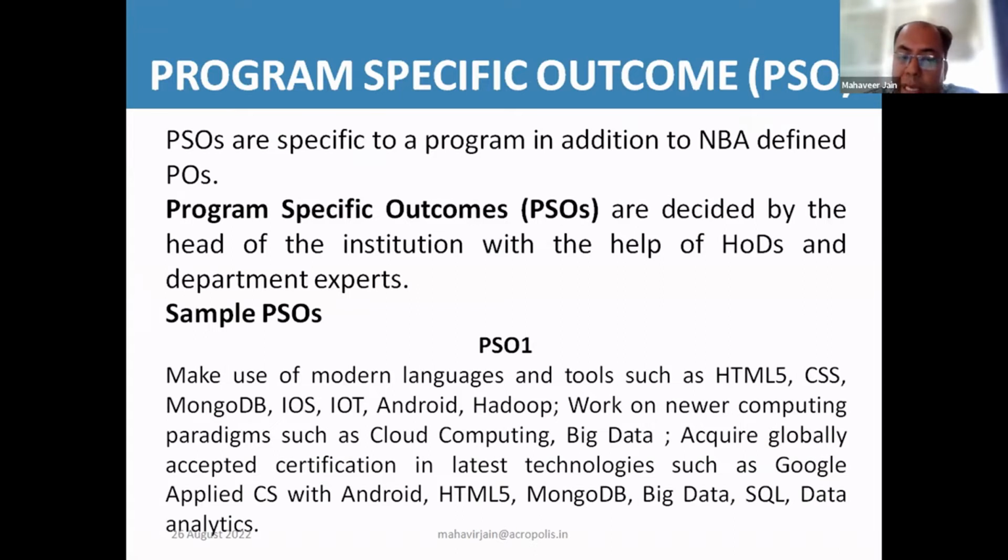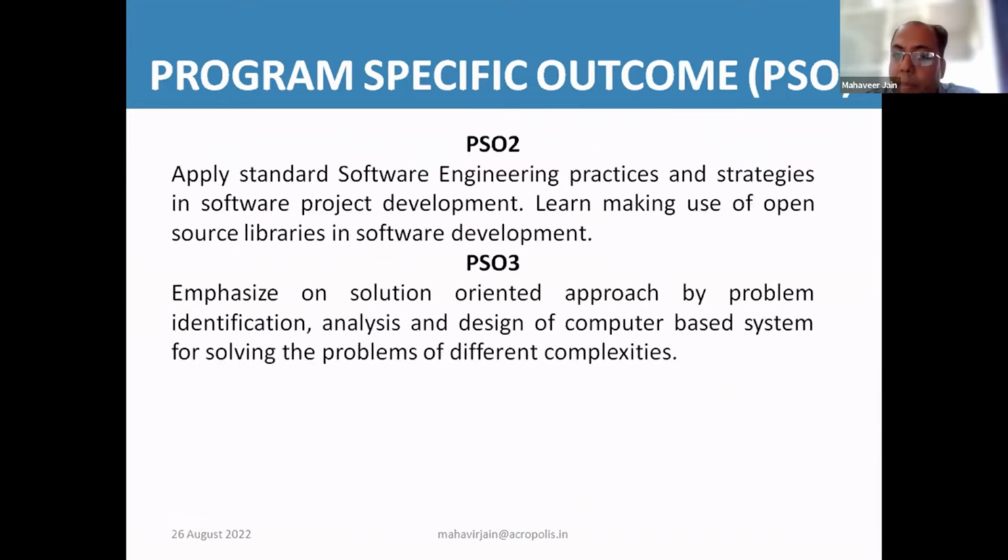PSO1: make use of modern technologies such as MongoDB, cloud computing, big data. So these are specific to my college. It can be different for your college also. And then PSO2, PSO3. So certainly the PSOs are 2 to 4 in number. When you are deciding the PSOs for your college, the best practice is that it should be 2 to 4 in number. Okay.